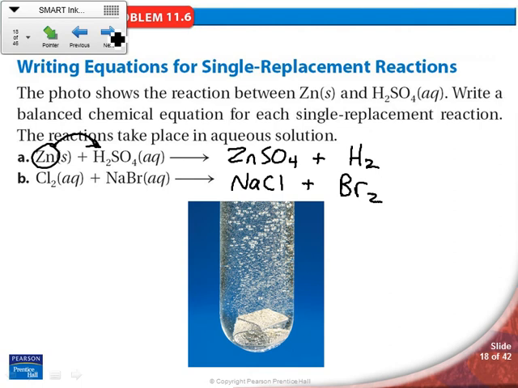And bromine's also diatomic. Now this one we have to balance. All we have to do here is put a 2 in front of the NaBr and a 2 in front of the NaCl. And that should do it. Okay, does that make sense? Alright, moving on.